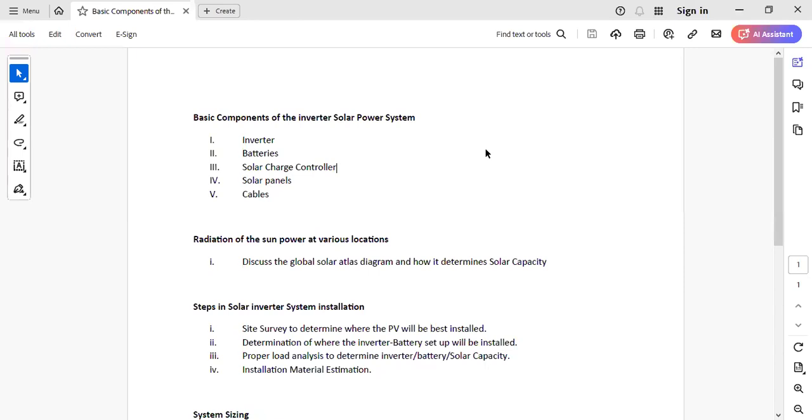Thank you. So is there any question or addition, please, on this part that we've just discussed, the basic components of the inverter solar power system? I guess we are good. Okay, that's fine. So the next thing I would like us to talk about is radiation.